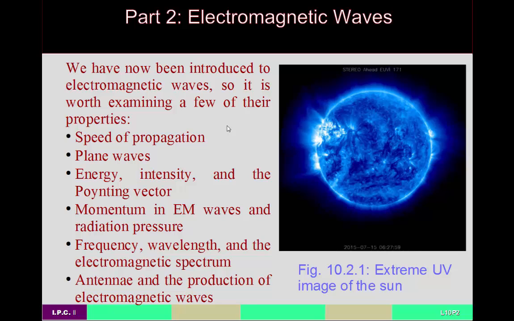So in this lecture, I wanted to examine a few of the properties of electromagnetic waves. Now, we've already looked a little bit at stuff like speed of propagation and how the electric and the magnetic fields are related to each other. But we haven't really looked at anything like what kind of energy they are going to be carrying, what kind of intensity does an electromagnetic wave have, what's the spectral range, how do you produce them, this kind of thing. So that's what today's lecture is going to be.